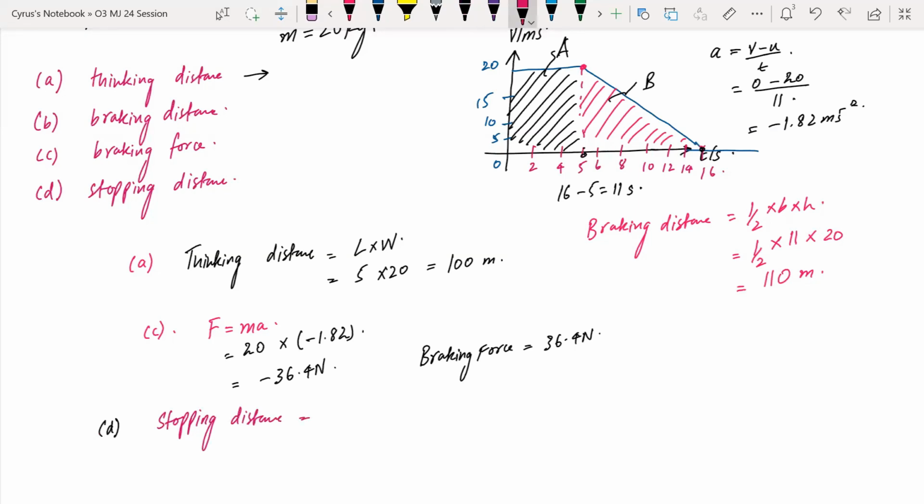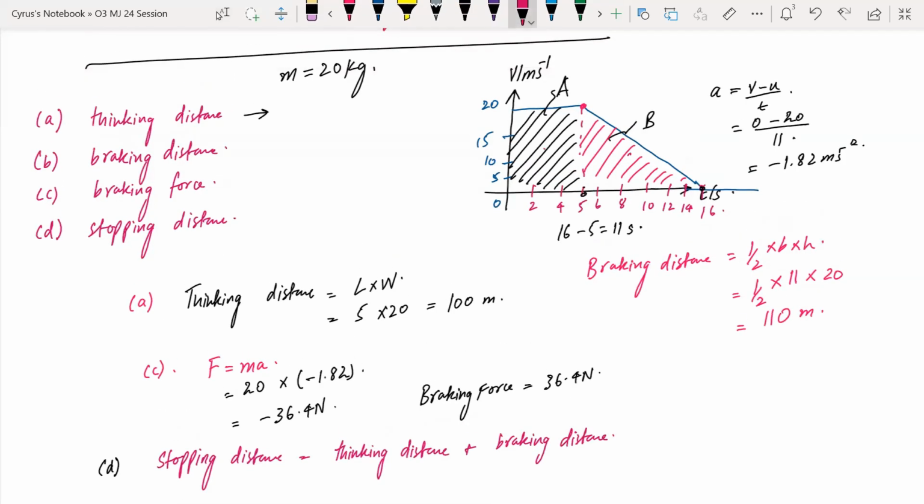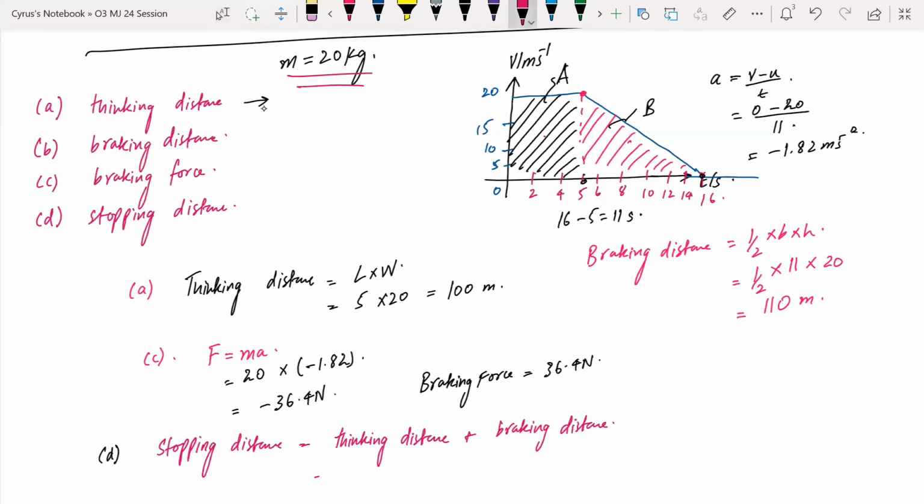आप स्टॉपिंग डिस्टेंस गिवन बाय थिंकिंग डिस्टेंस प्लस ब्रेकिंग डिस्टेंस, इन दोनों को आप ऐड कर लें। इस तरह के आपको बड़े क्वेश्चन नजर आएंगे। थिंकिंग डिस्टेंस आपके पास था 100, ब्रेकिंग डिस्टेंस था 110, इन दोनों को ऐड करें, आंसर आपका आ जाएगा 210 meters, right?